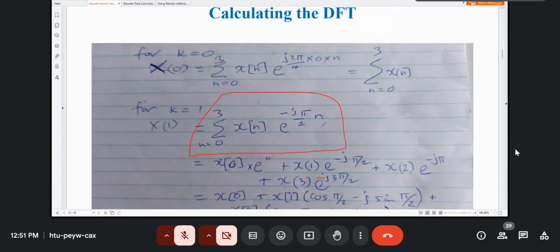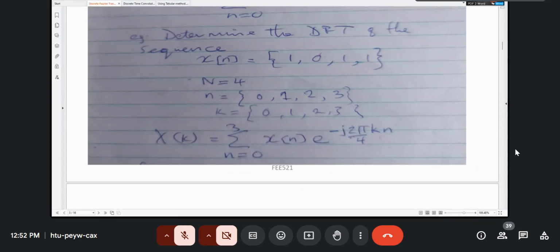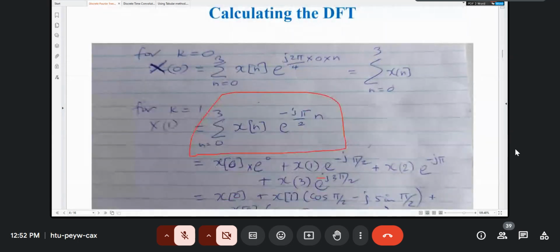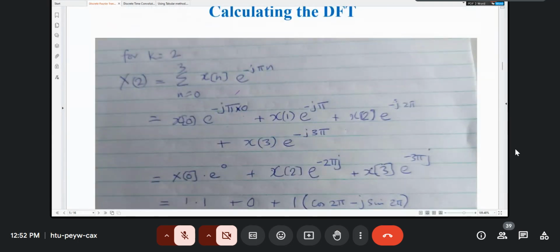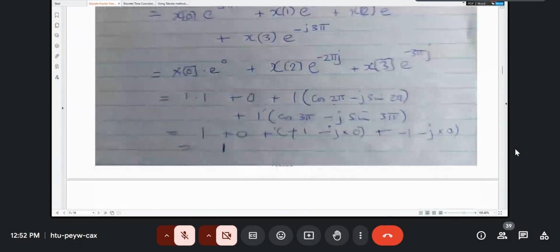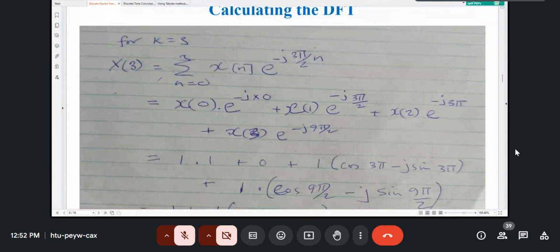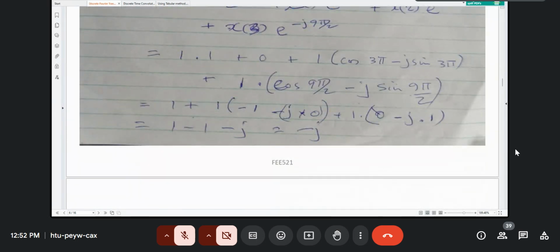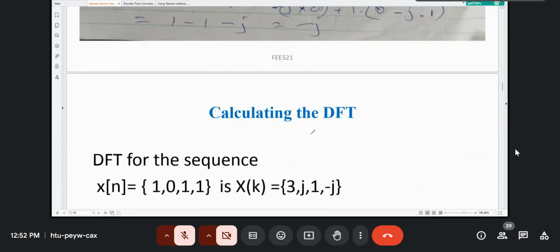We have seen that x of 0 is simply adding the sequence themselves, which of course is 3. That will be 3, isn't it? So this is 3 if you're adding x of n. X of 2: again, we work it out, and it's just going to become 1. X of 3 becomes, what does it become? It becomes minus j.